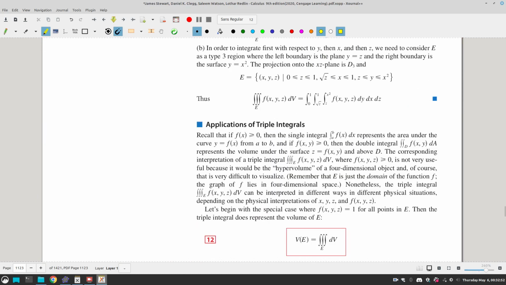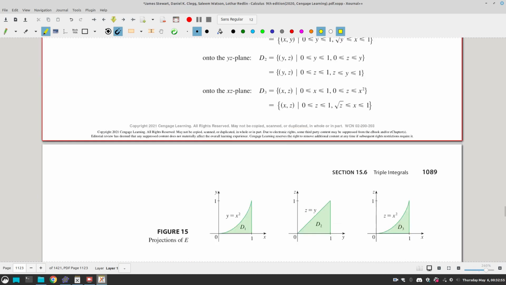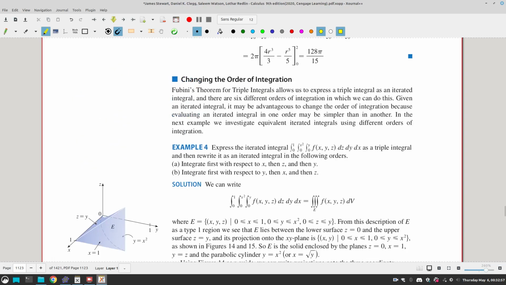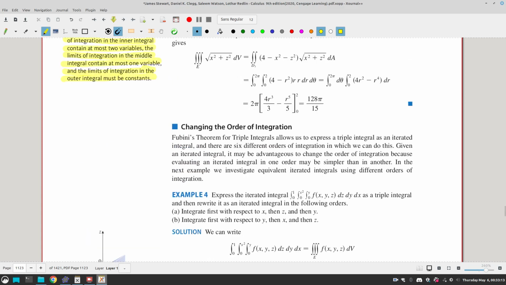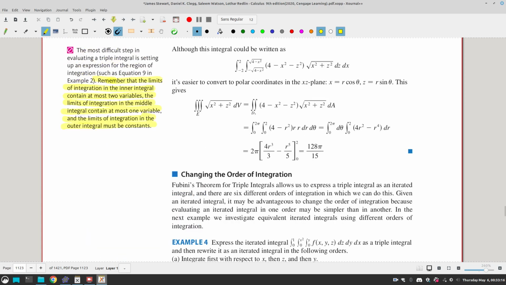And of course, Fubini's theorem enables us to change the order of integration as we wish, right? But if you're going to change the order of integration, you have to keep this in mind. Make sure that the middle integral does not contain 2 variables, or make sure that the outer integral does not contain 1 variable. Okay, just keep this in mind.